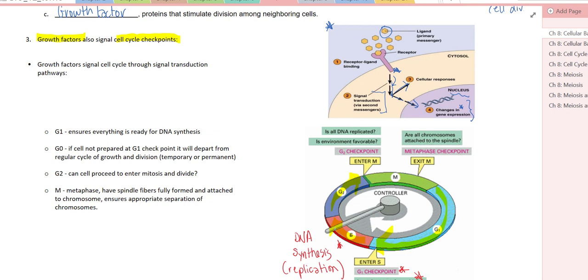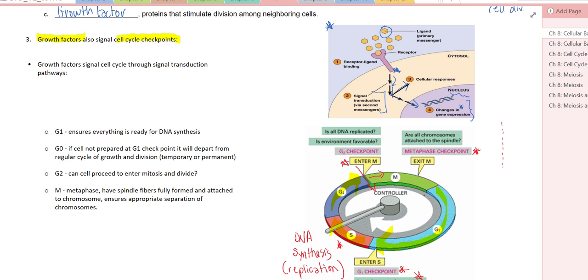There's another checkpoint here at the end of G2, the G2 checkpoint, in which, again, if the DNA is all replicated and the environment is favorable, then the cell would enter into that mitotic phase. And finally, a third checkpoint, and if you remember your stages of cell division, a metaphase checkpoint. This is where all the chromosomes are lining up down the middle. If this hasn't occurred in an appropriate manner, then that whole process would be aborted, so to speak, and the cell wouldn't go through it.